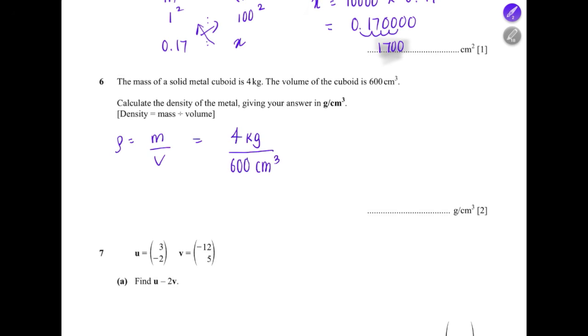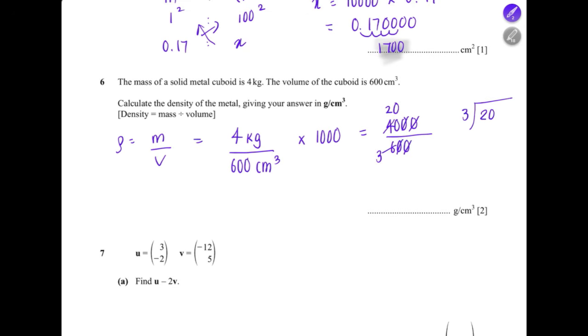Now you need to convert from kilograms to grams. So I'm just going to multiply the numerator by 1000, okay? So this is going to be 4000 divided by 600. Now let's cancel. So you can cancel these two zeros, and then you can cancel both of them by 2. 2 into 3 is 6, and 2, this is going to be 2. 2 into 2 is 4. So you're left with 20 over 3.